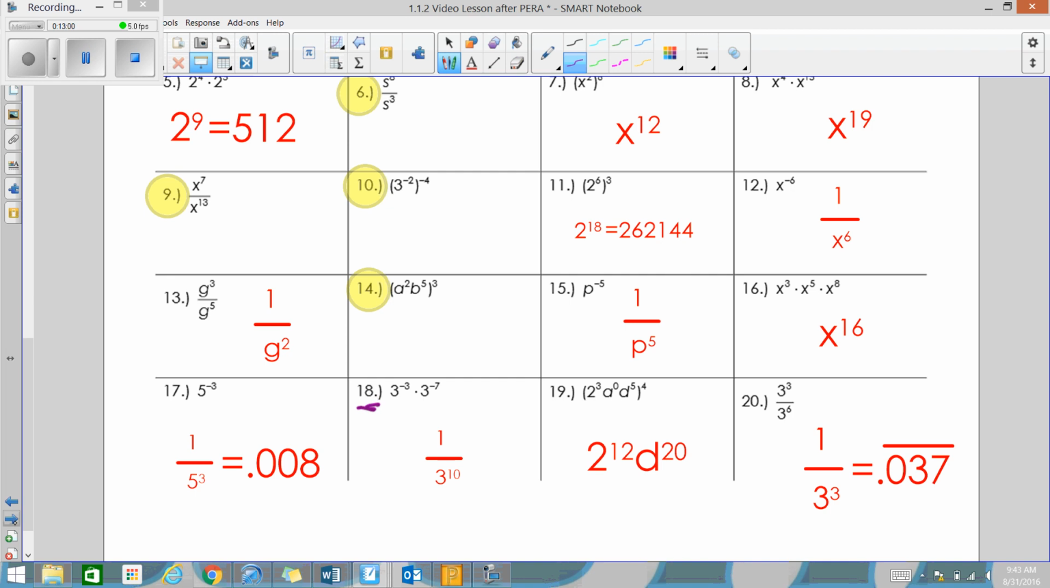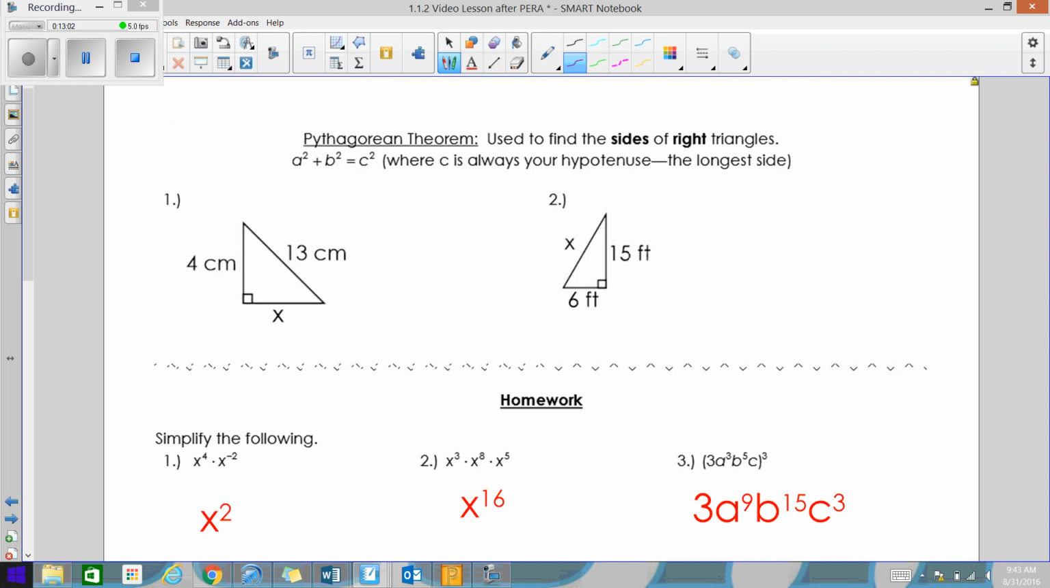Ask that question. All right, here we go. So the second thing we're going to work on today is the Pythagorean theorem. Now, the Pythagorean theorem is used to find the sides of right triangles. Right triangles are important because you can't use this on any other triangle. The Pythagorean theorem is the formula a squared plus b squared equals c squared.